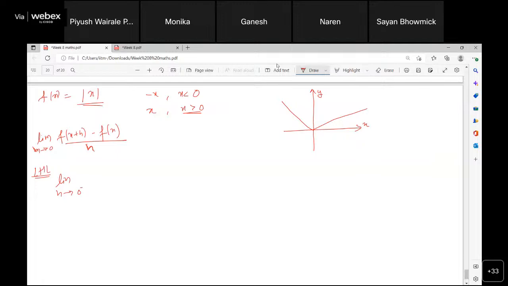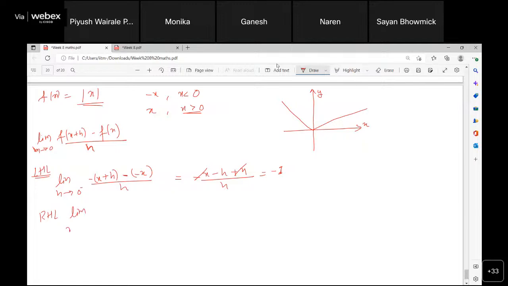So what will I get? Minus x minus h, minus of minus x, divided by h. So this minus this will get cancelled, and that is minus 1. Now let us check the right hand limit.